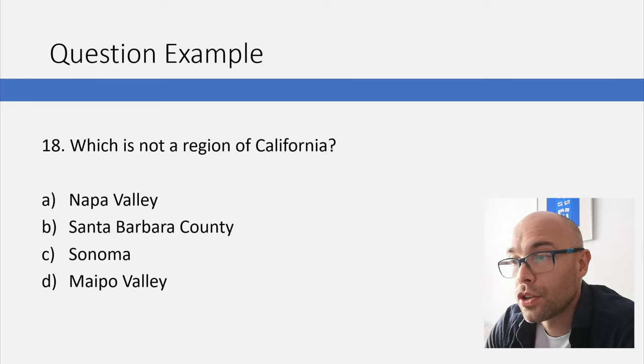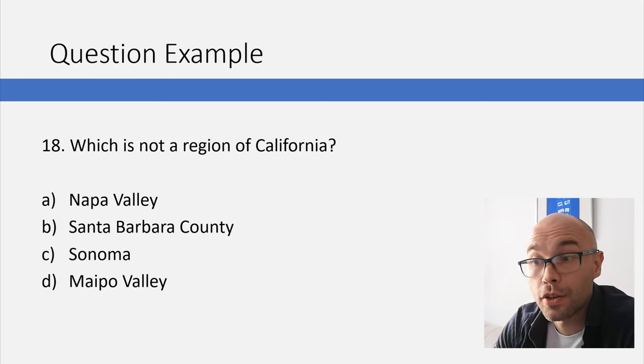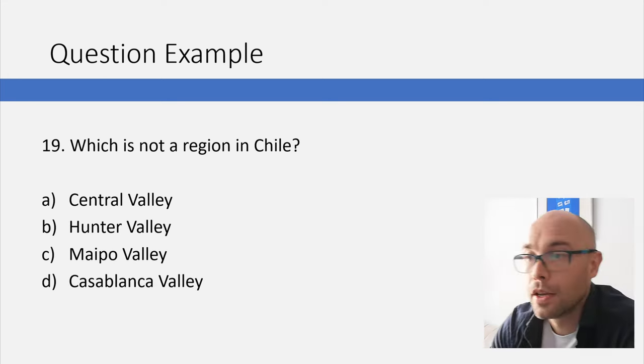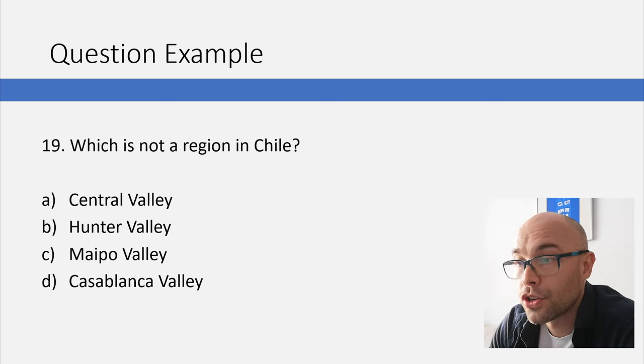Which is not a region of California? Napa Valley, Santa Barbara County, Sonoma, Maipo Valley. The correct answer is D, Maipo Valley. It's located in Chile.